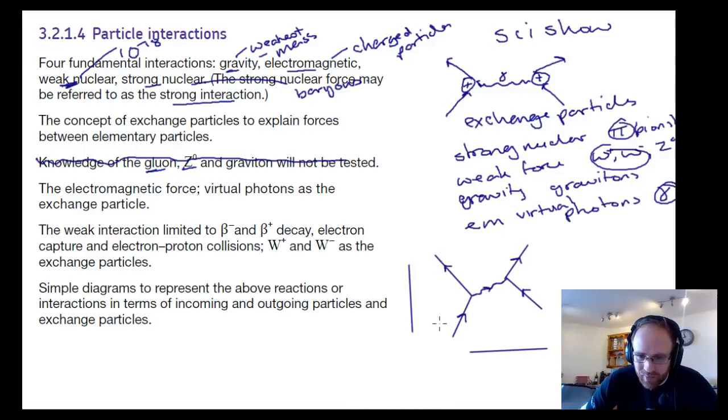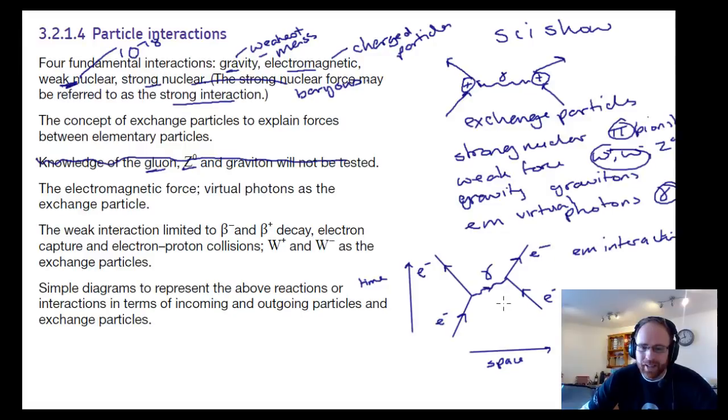So in this case, if we have, let's say, an electron, they come together in space, so this is space. This is time. So they come together in space, they're all going upwards in time, they don't change their nature. So an electromagnetic interaction, so an EM interaction, they don't change nature, they exchange a virtual photon and they change momentum and they bounce away from each other. So the exchange particle in electromagnetic interactions are virtual photons, like we talked about up here.